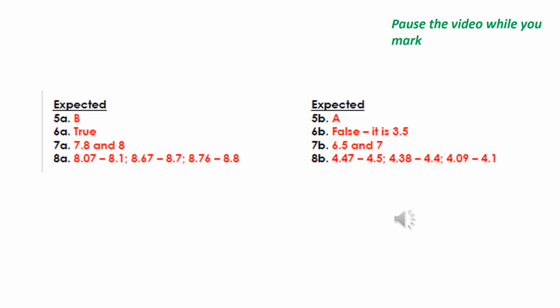Here are the answers for the relate task. Have a little look. If you went wrong, can you explain where your mistake was? If you're not sure about any, just ask one of your teachers in your next Zoom lesson or send them a message.